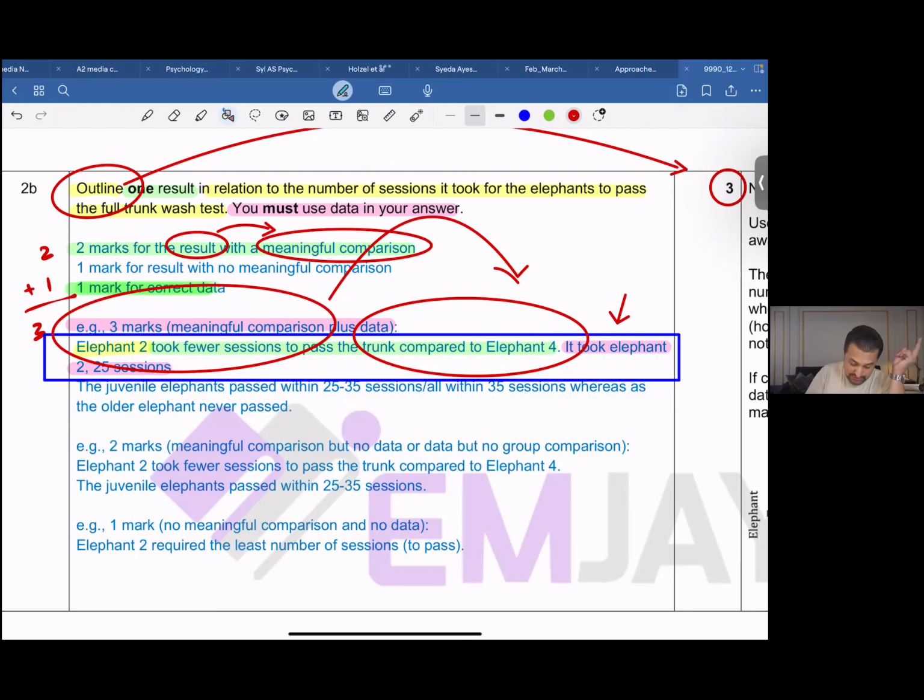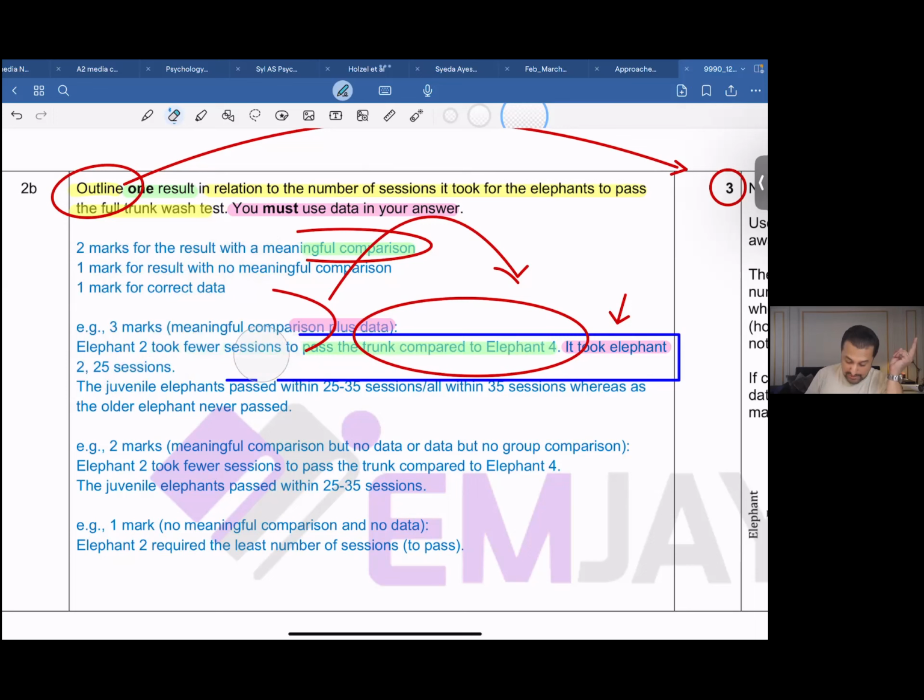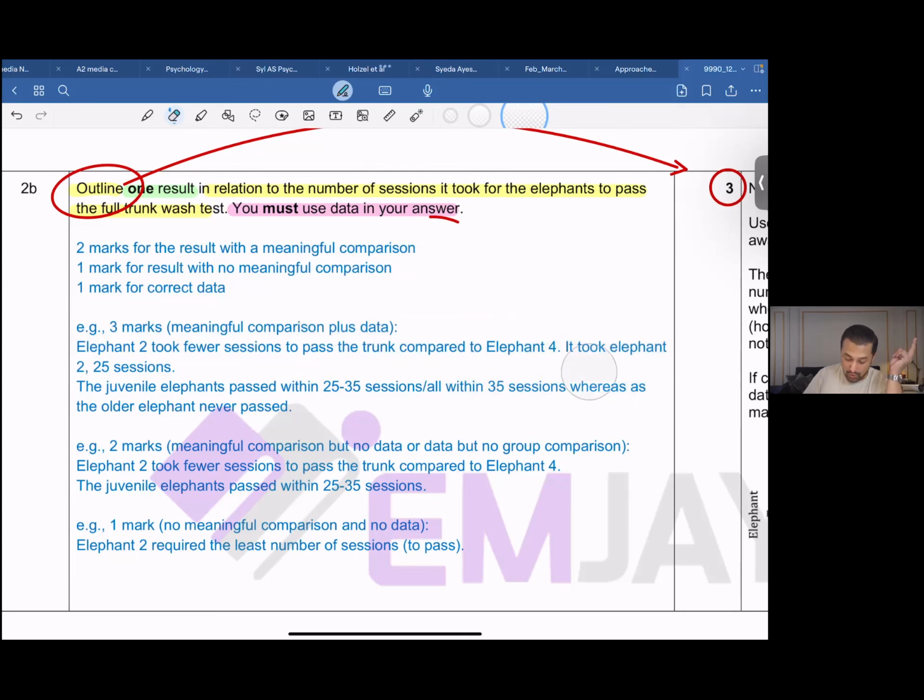This 25 sessions is the part where we are providing data to be able to score a 3 on 3 in this particular question. Or alternatively, you could use another point that says the juvenile elephants passed within 25 to 35 sessions, all within 35 sessions, whereas the old elephants never passed. So again, a meaningful comparison. We're talking about a comparison between juvenile elephants and older elephants. So I hope this helps.